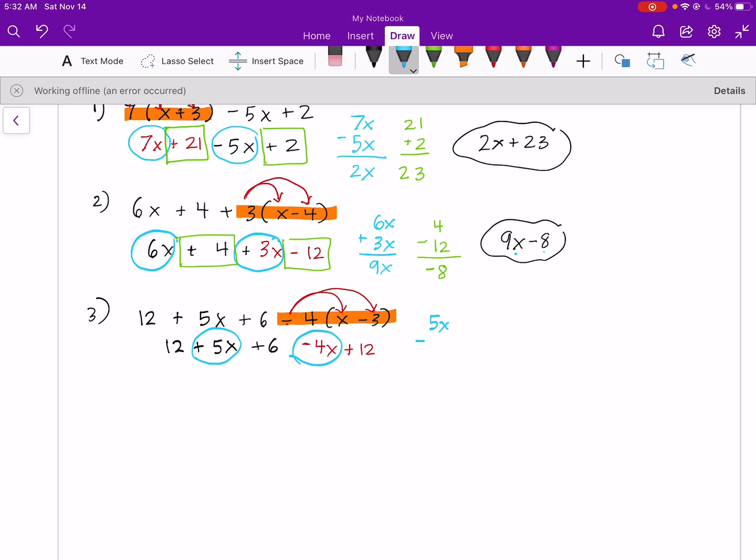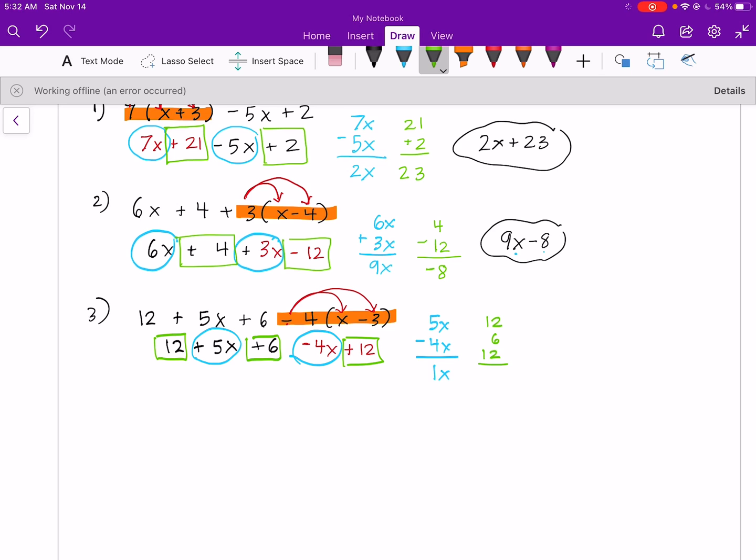So 5x minus 4x is 1x, or you could just say x, that's fine. Now collect my constants. There's 3 of them this time. There's a 12, there's a plus 6, and another plus 12. So 12, 6, and another 12. So you're really just adding all of them up.